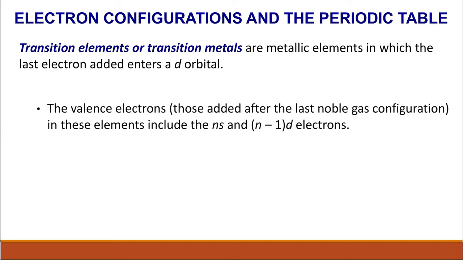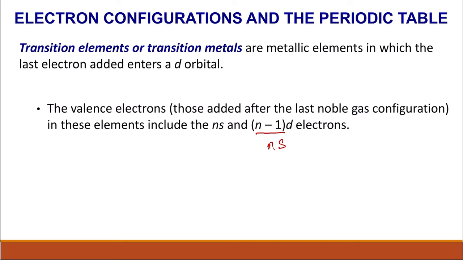This is a different story now when we talk about the valence electrons. The valence electrons for the transition metals will be the electrons in the d orbitals, the last d orbital that has been filled, and also the s orbital that was filled before the d orbitals. Which means this is the n minus 1 d orbital and also the ns orbital as well.